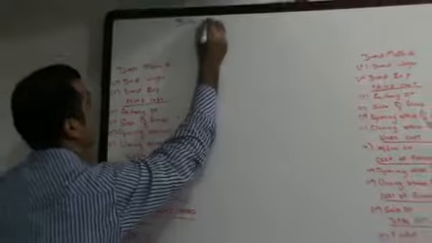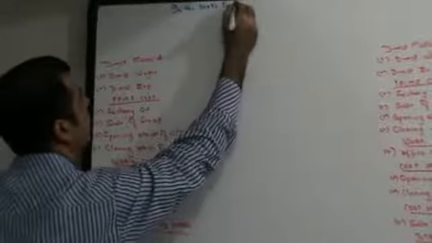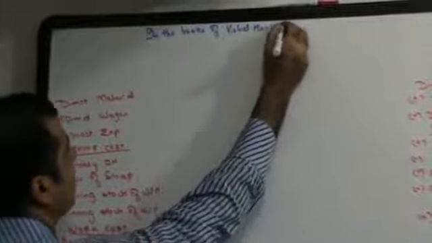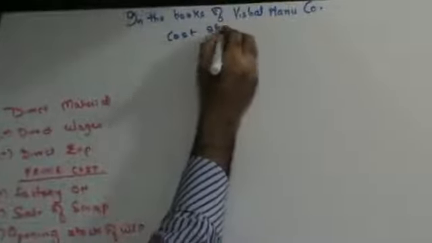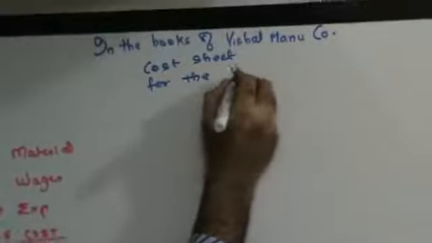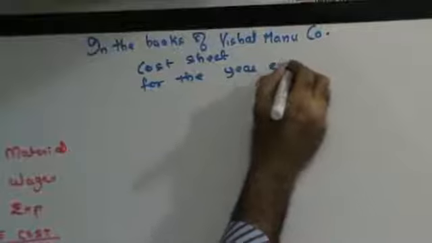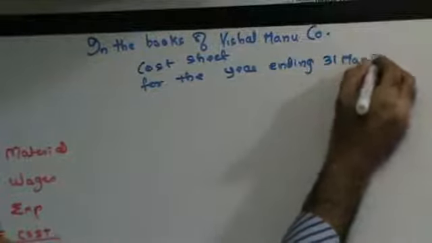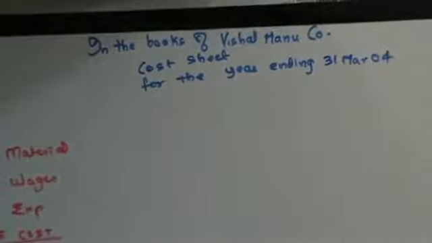Can you please see the sum in the books of Vishal Manufacturing Company. Cost sheet for the year ending 31st March 2004. Fine, do we get this in here?